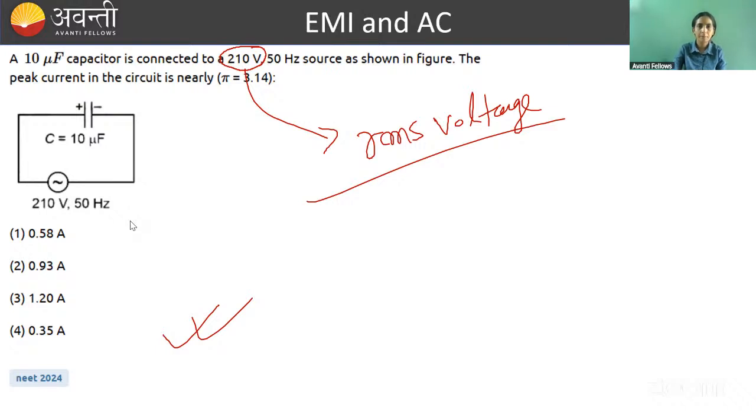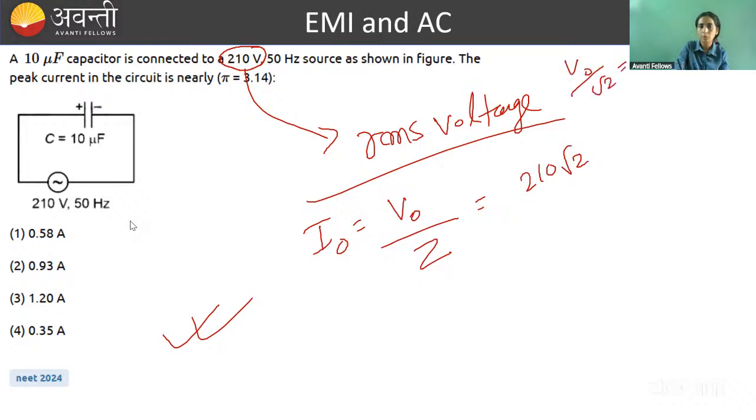Okay, very good. I got one correct answer. Peak current will be peak voltage by impedance. So how will you write the peak current? Peak voltage by impedance. What will V naught be here? 210 root 2, because this is an RMS voltage and V naught by root 2 is equal to how much? Here 210. So peak voltage is 210 into root 2. Yes, Shreya. Very good. So this is this, right?